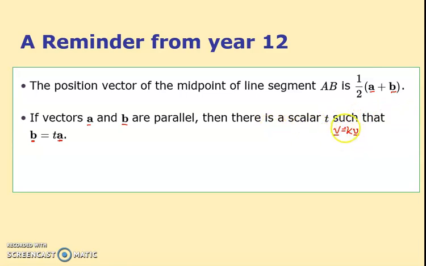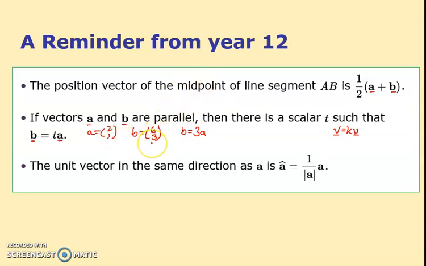So if I have, for instance, a equals (2, 1) and b equals (6, 3), you can clearly see one has been trebled, the other one's been trebled. So you could write therefore that b equals 3a. And that's all I'm saying, really. And on that basis, b and a are parallel to each other. They're going the same way, just one's a longer version of the other.